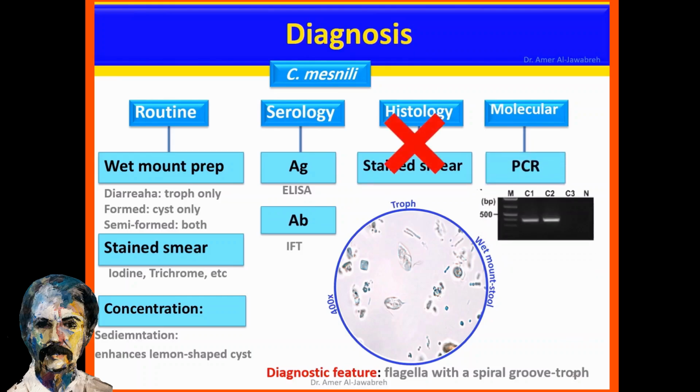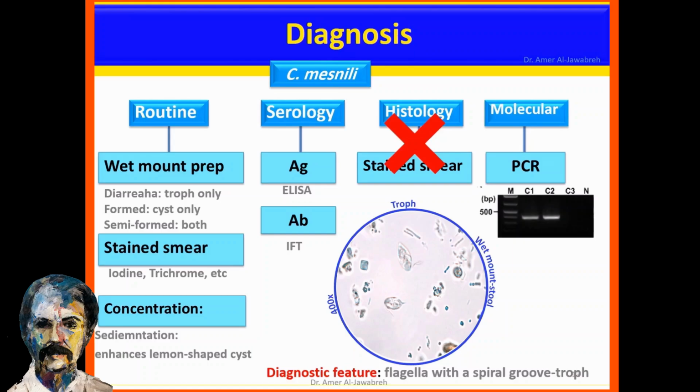Serology, antigen, antibody. Maybe the antigen is okay, you can detect. This parasite is non-invasive. The probability of finding antibodies against this parasite is very low, which means the value of using serology to detect antibodies is very, very low.